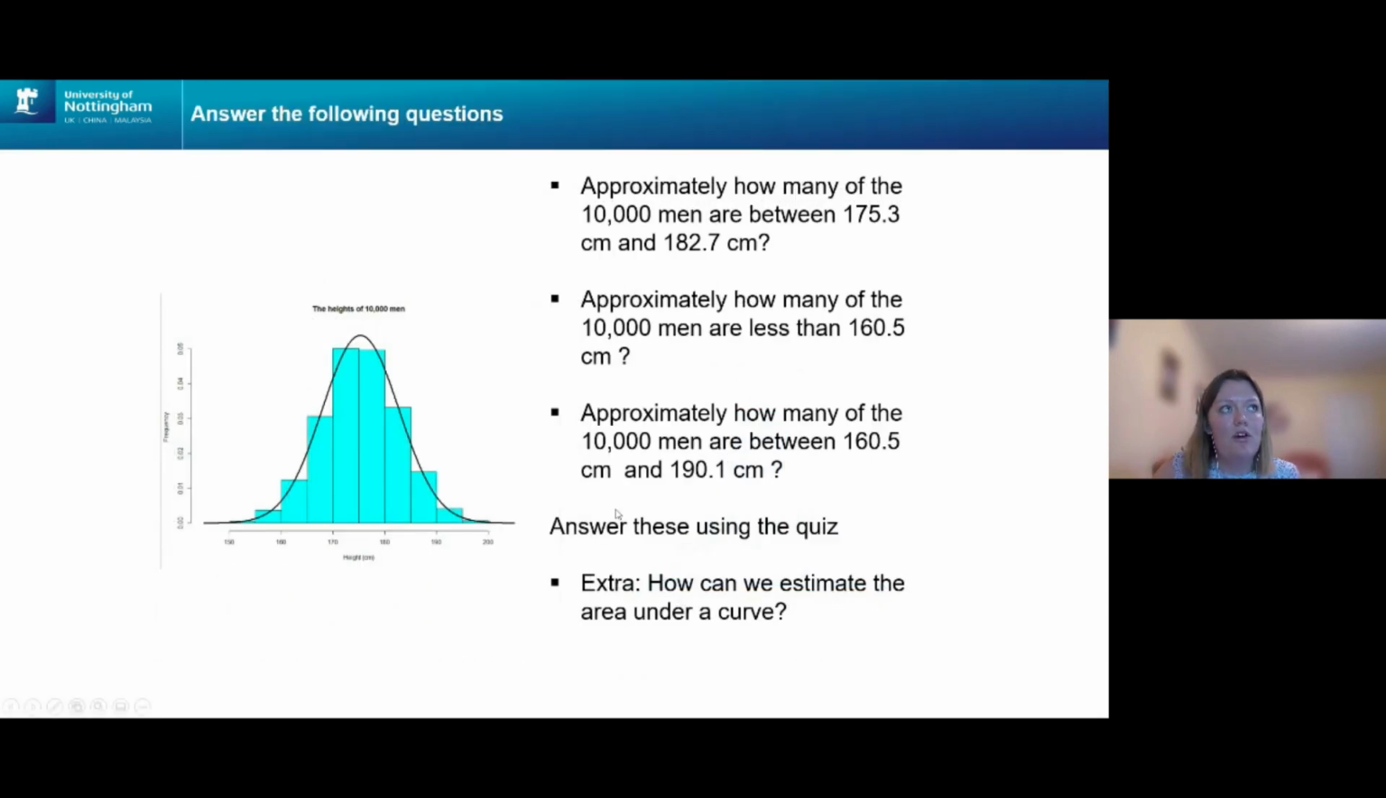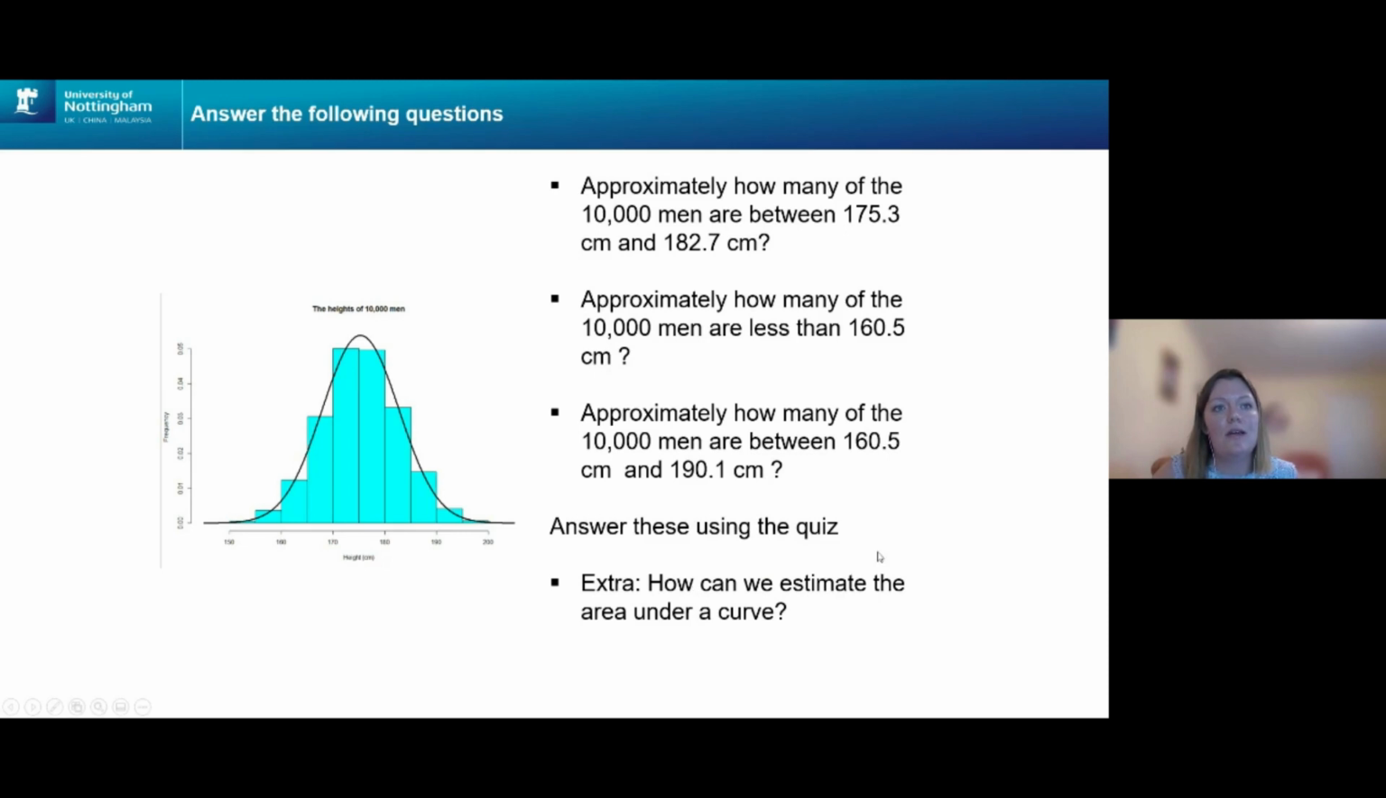So I've got a few questions for you. Approximately how many of the 10,000 men will be between 175.3 centimetres and 182.7 centimetres if we measured 10,000 men in England? Approximately how many of them would be less than 160.5 centimetres? Approximately how many of the men would be between 160.5 centimetres and 190.1 centimetres?